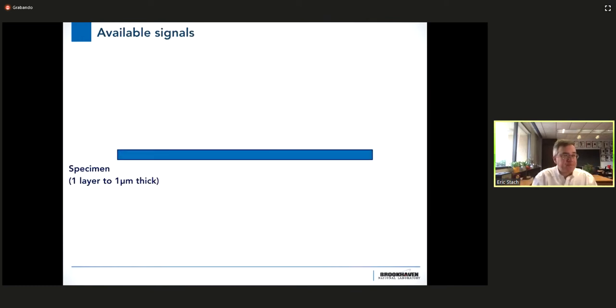Okay, so as I mentioned, because electrons strongly scatter with matter, we need to have a very thin sample. And the question, of course, is how thin? Well, you can look at something as thin as an atomic layer of graphene, or up to about a micron thick. Anything thicker than a micron tends to be so thick that the electrons undergo multiple scattering events and no longer pass through the other side and are detected.